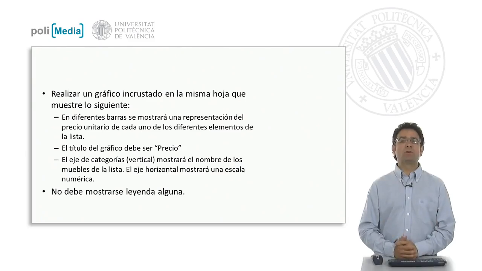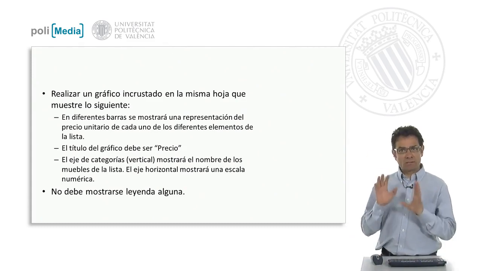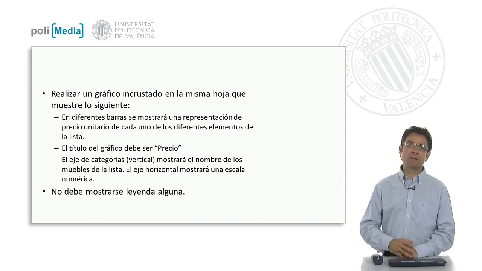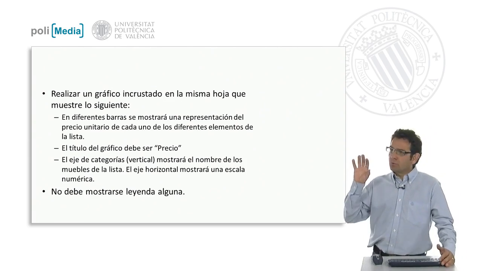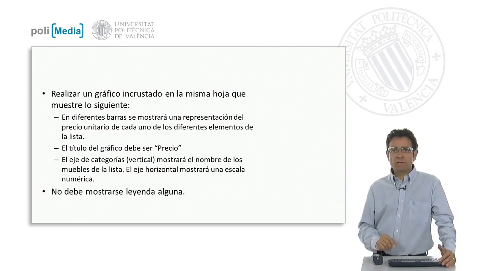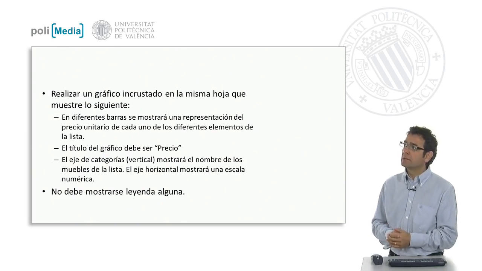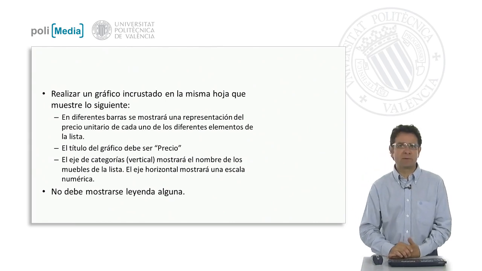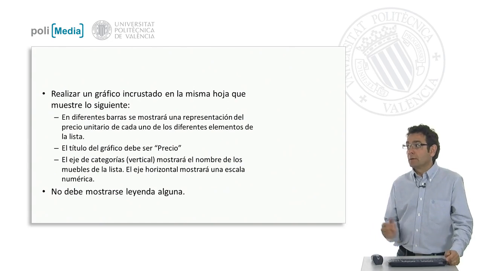We still have the exercise that we carry over from previous sessions concerning the furniture that we were going to buy from the corresponding store. And now it tells us to create a chart embedded in our spreadsheet that shows us in different bars. That is, the chart they are asking for is a bar chart that shows the representation of the unit price of each of the different elements in the list.